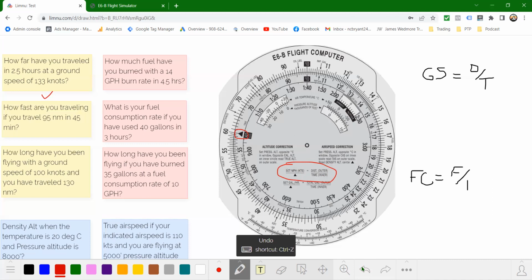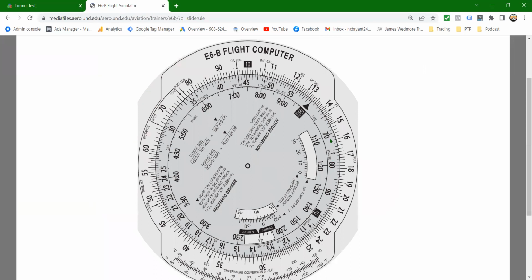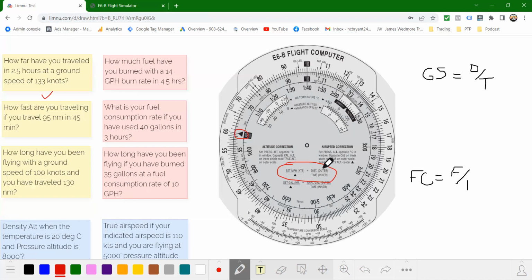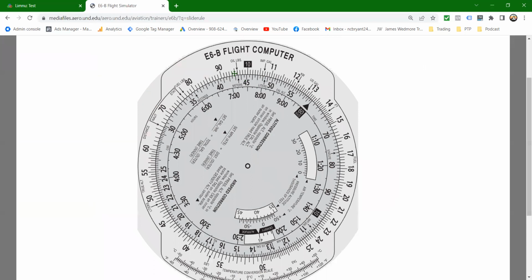So let's go do that. We have 95 nautical miles in 45 minutes. 45 minutes is also the same thing as 0.75 hours. Just remember that. All right, so we want to match up again distance of 95 nautical miles on the outer scale, and time of 45 minutes on the inner scale. So 95 nautical miles is right here. We have 90 here, so 95 is right here. And then time, we want 45 minutes.